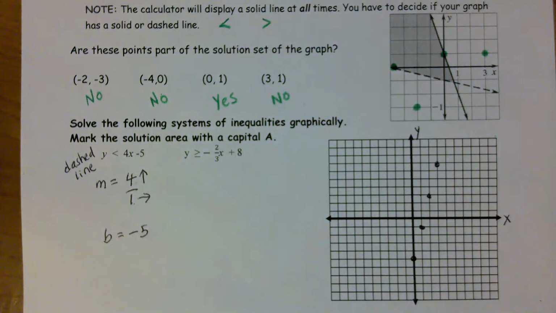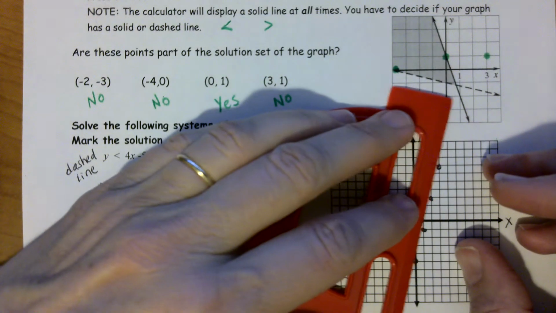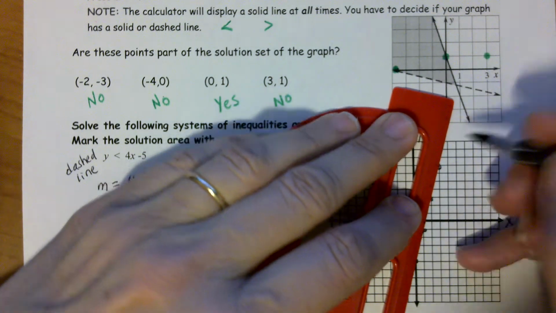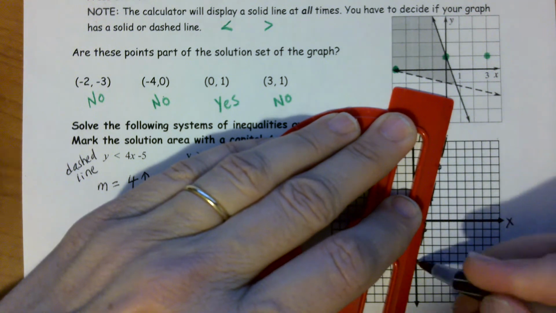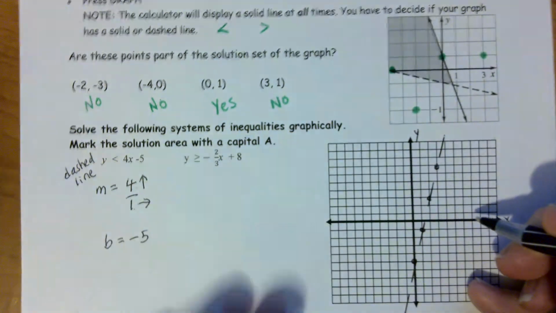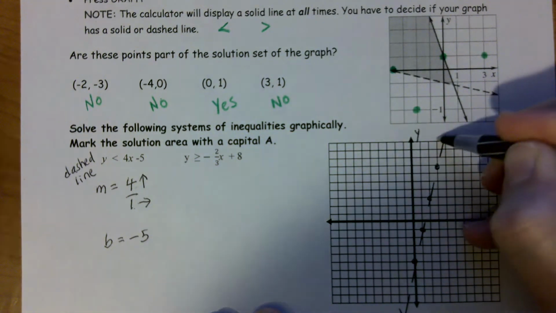Okay. You're going to take your straight edge and make a boundary line that's dashed. What that means is every so often, lift your pencil from the paper to show that this is a dashed line.